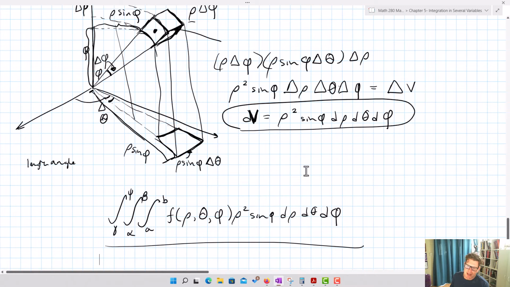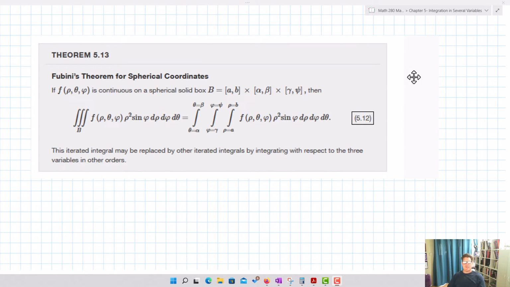All right. So let's make this rigorous. So Fubini's theorem for spherical coordinates. Famous guy. If f of rho theta phi is continuous on a spherical solid box, B equals [a,b] cross [alpha,beta] cross [gamma,psi], then the integral over B of f of rho theta phi rho squared sine phi d rho d phi d theta is equal to the integral from theta equals alpha to beta, phi equals gamma to psi, rho equals a to b, of f of rho theta phi, rho squared sine phi d rho d phi d theta.